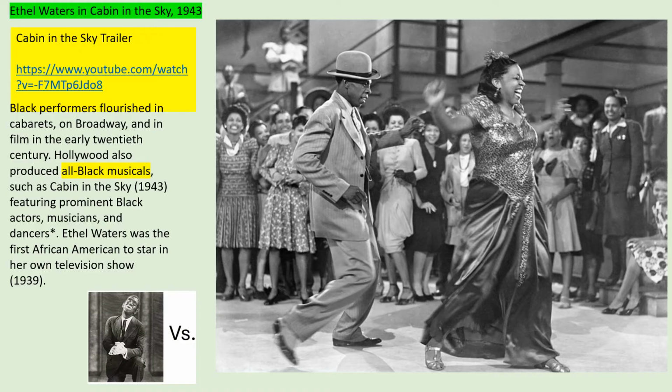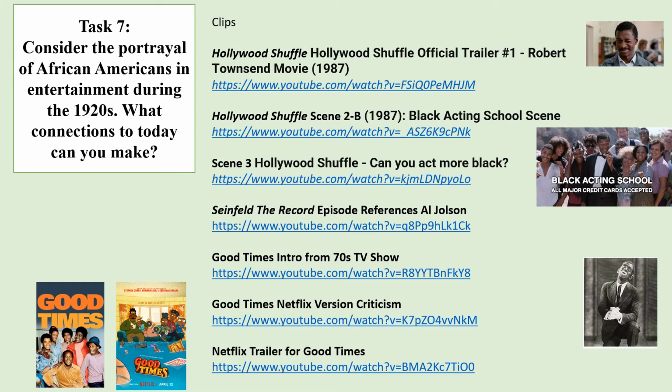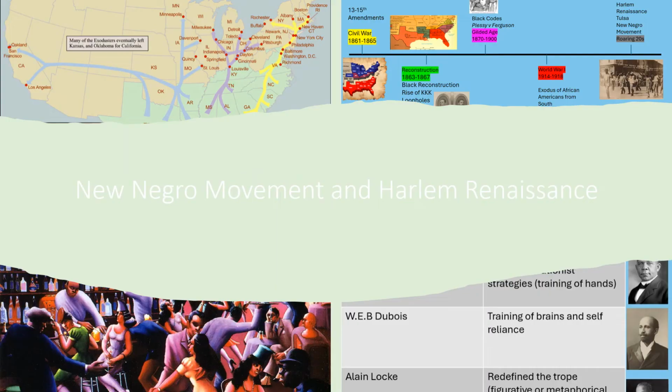We looked at the Cabin in the Sky trailer, an all-black cast, and again, it's about trying to portray African Americans in a positive as opposed to a negative light. We looked at these various clips that are on that theme, going back to the 1970s, the 1980s, and then even present day with the Netflix trailer for the show Good Times, which was criticized for its negative portrayal, which is what this particular unit was about.